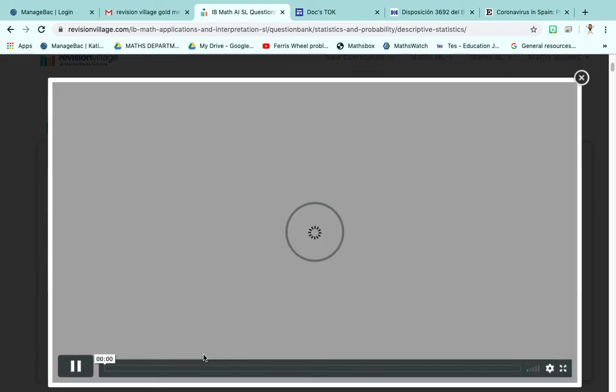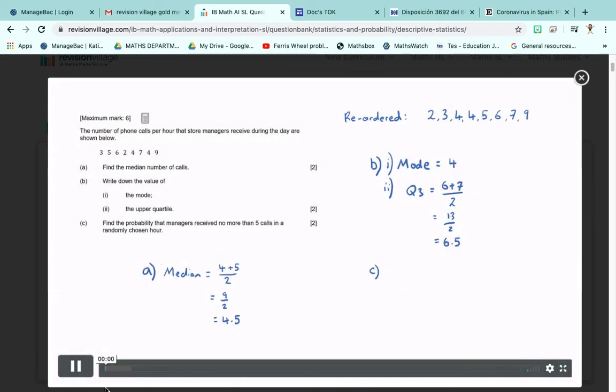Then finally, we're going to answer the last question, which is combining stats and probability. So let's see what this question is about. This question here is about the probability that managers receive no more than 5 calls in a randomly chosen hour. Now this is easier than it actually looks.